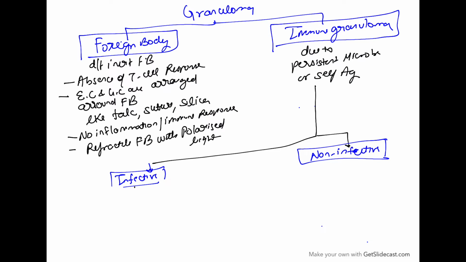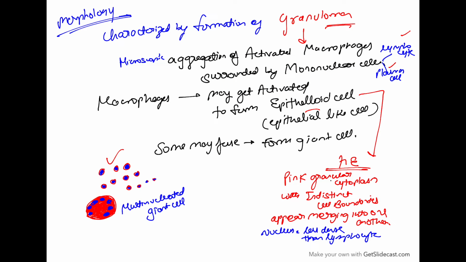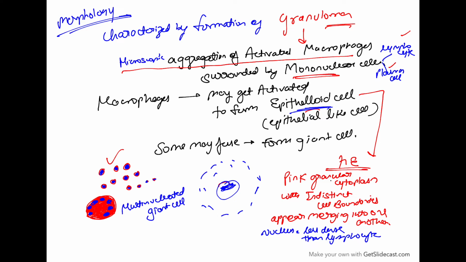Now, how does it appear in the morphology? If we see the morphology, the granuloma is nothing but a microscopic aggregation of activated macrophages, and they're surrounded by the mononuclear cells. So in the center we'll find the macrophages, and surrounding we will have the mononuclear cell infiltrate. Now, some of these macrophages may get activated to form epithelioid cells. Epithelioid cells means epithelial-like cells. And then some of these epithelioid cells can form giant cells like this, multinucleated giant cell.